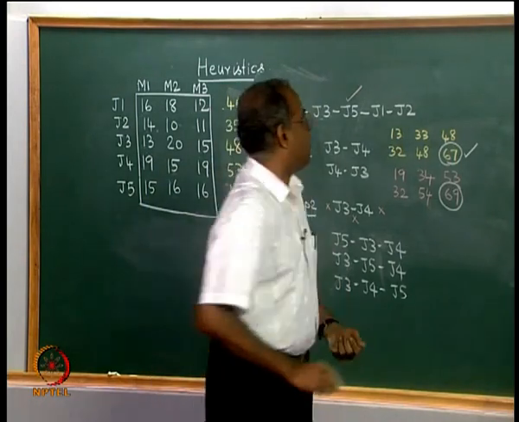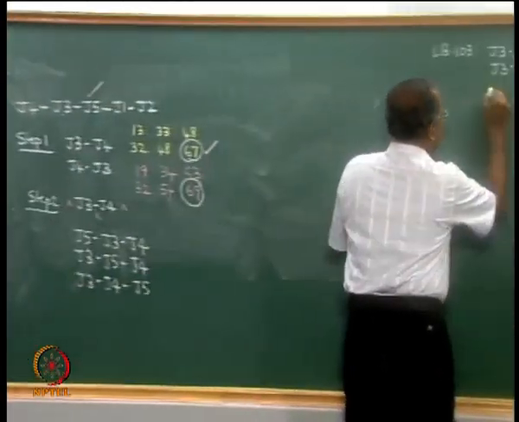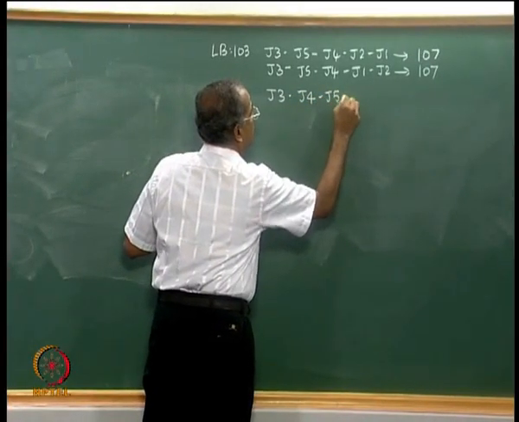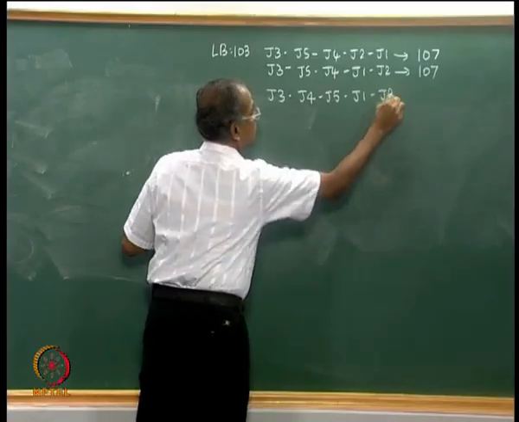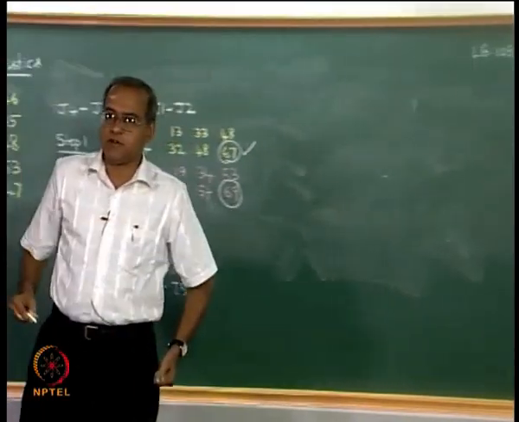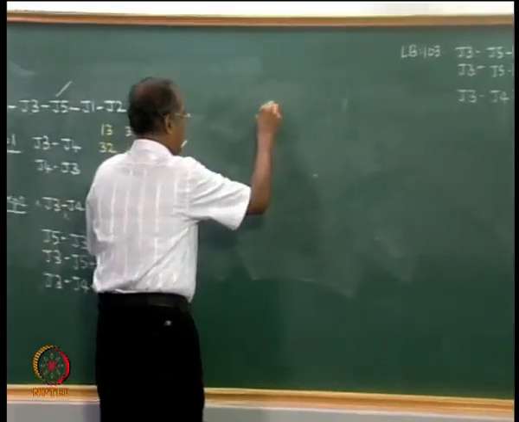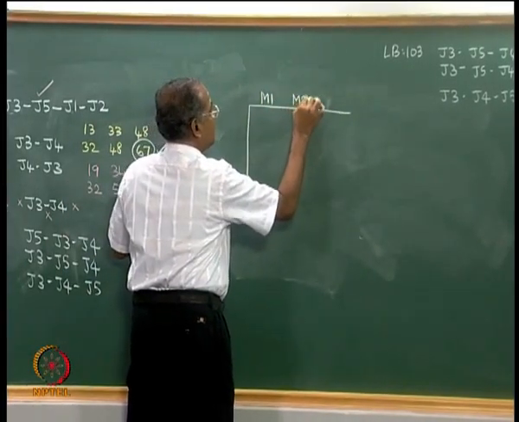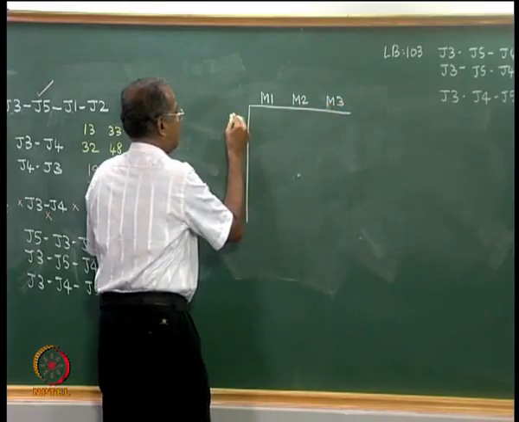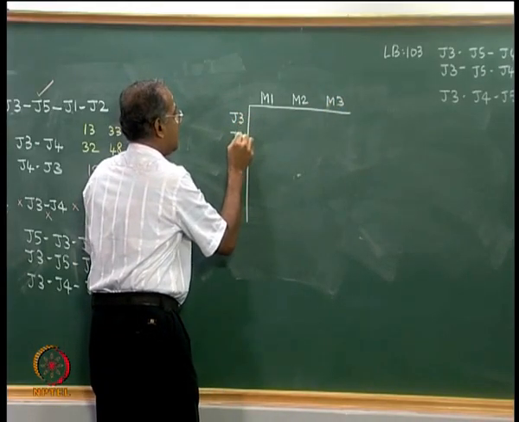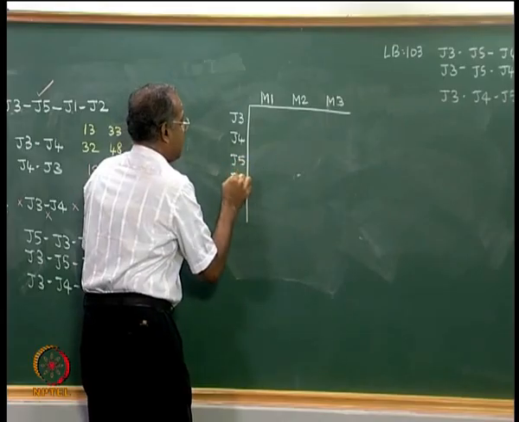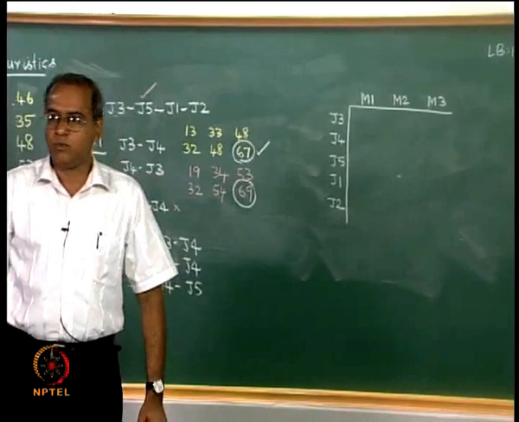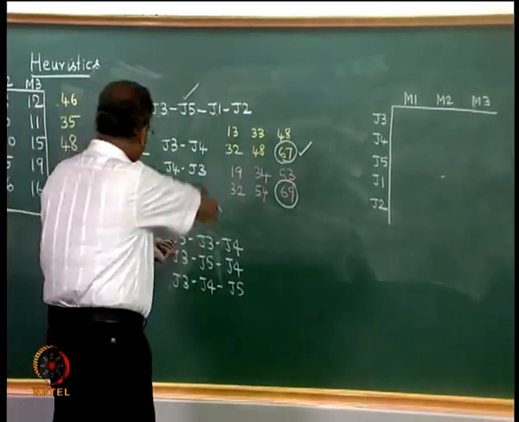3, 4, 5, 1, 2. So we finally get a solution 3, 4, 5, 1, 2. Let us compute the makespan for this. So we would have M1, M2, M3, J3, J4, J5, J1 and J2. Now let us quickly compute the makespan.